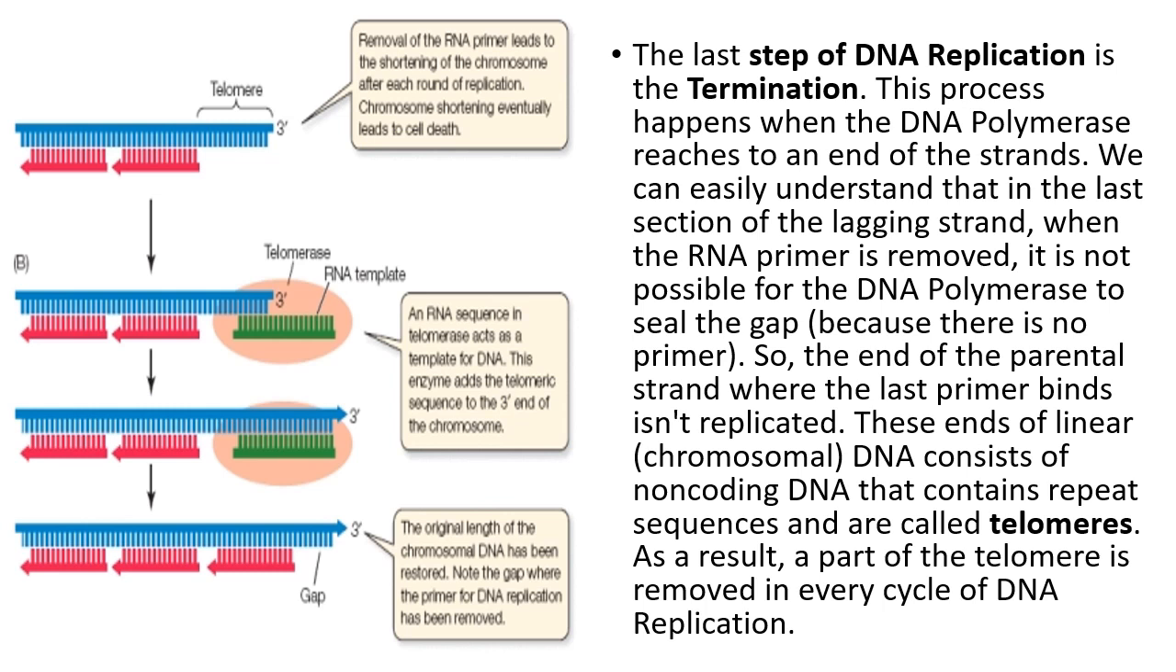These ends of the linear chromosome consist of non-coding DNA that contains repeated sequences. They are called telomeres. Telomere is a Greek word. It means end. As a result, a part of the telomere is removed in every cycle of DNA replication, and the DNA segment becomes shorter, ultimately leading to cell death.